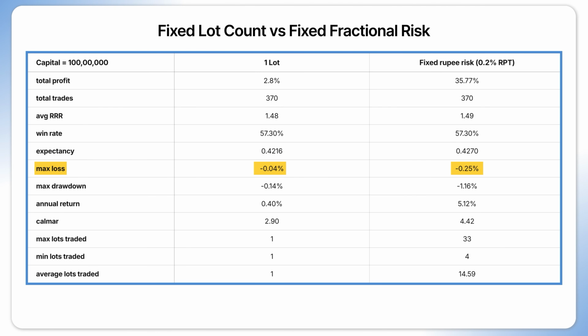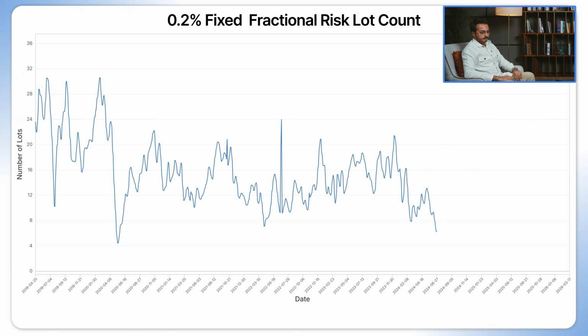And the other thing is the max drawdown, obviously, in one lot backtest, it is lesser than fixed fractional risk backtest. So the key thing to know here is that in fixed fractional risk backtest, you're not trading the same number of lots all days. The lot count would be inversely proportional to the straddle premium on offer that day. So let's look at a graph which shows how many lots you traded per day, right? So as you can see, the number of lots you traded varies drastically across days, depending on how much premium was on offer that day.